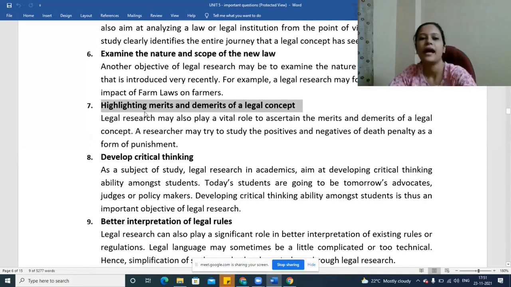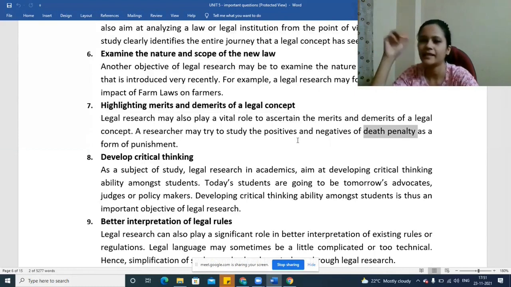Next one is highlighting merits and demerits of a legal concept. It may be a very basic research that students do in their college days, like when this death penalty thing came up, whether it is good or bad. For that, there may be research done. I think when we were in LL.B, this Ajmal Kasab, you remember, the Taj Hotel terrorist attack? Yes, ma'am. He was given the death penalty.